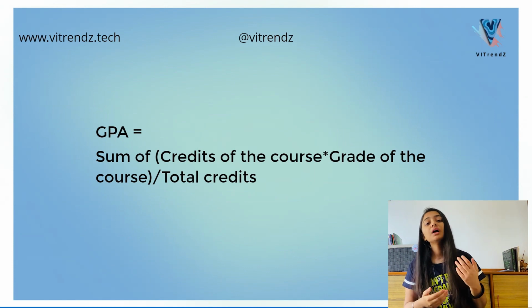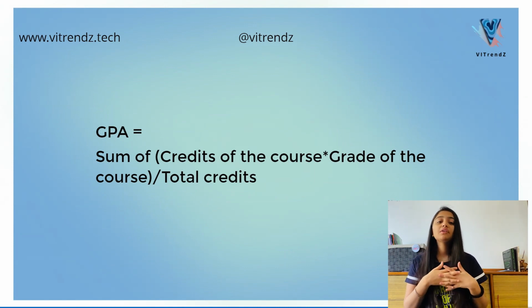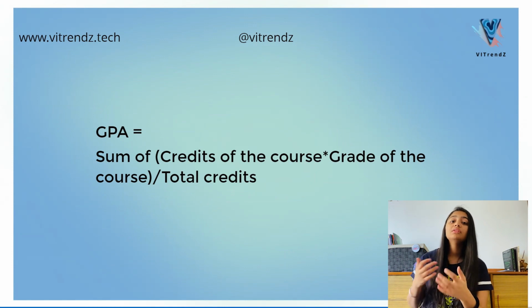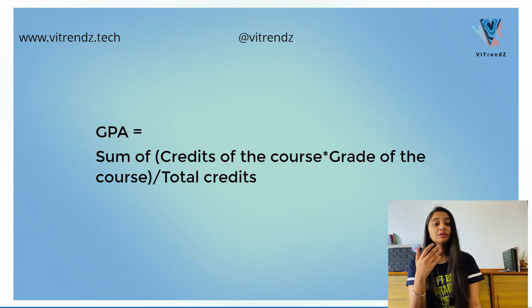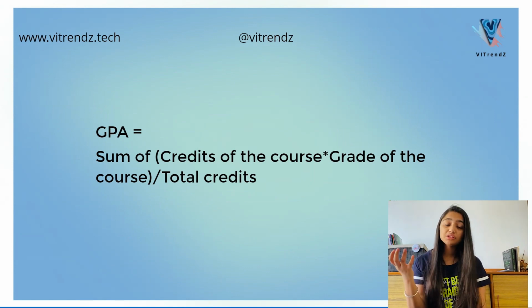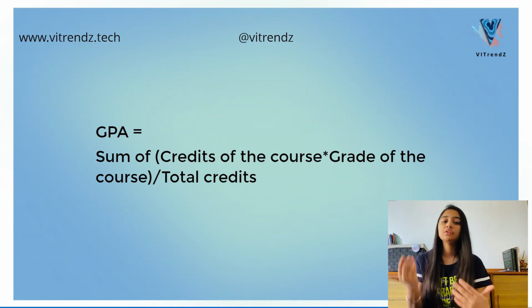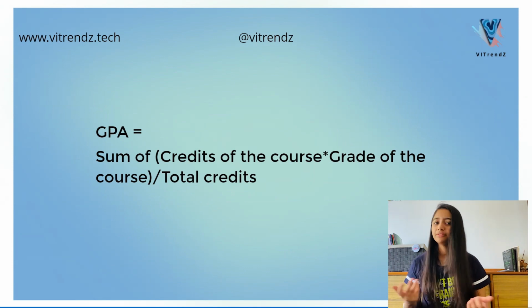Now, calculating your CGPA is a little more complex than that, because every semester we take a different number of credits, and the number of credits that we've taken really does matter. For example, if you've taken 20 credits in a semester and your GPA is 9.1, and you've taken 25 credits in another semester but your GPA is 8.5, that 8.5 will matter a little more because of the number of credits that you've taken. So that's it about CGPA and GPA.